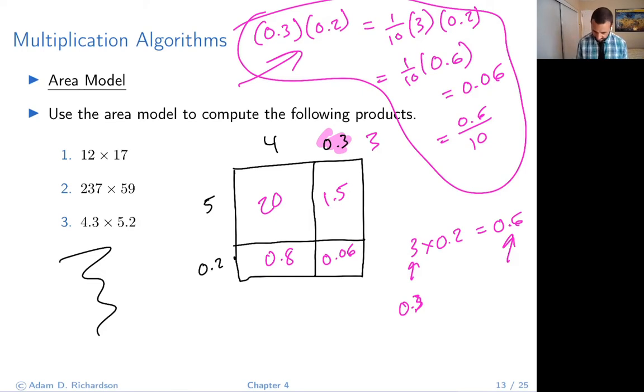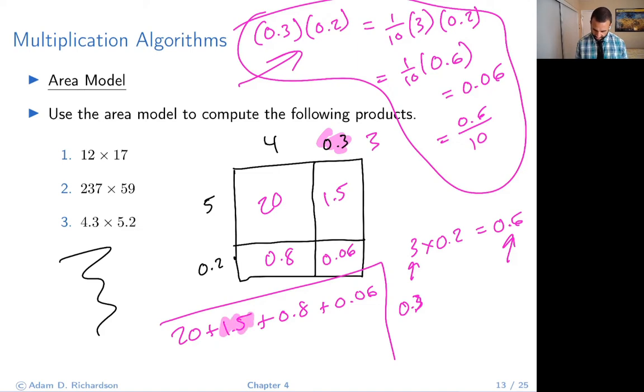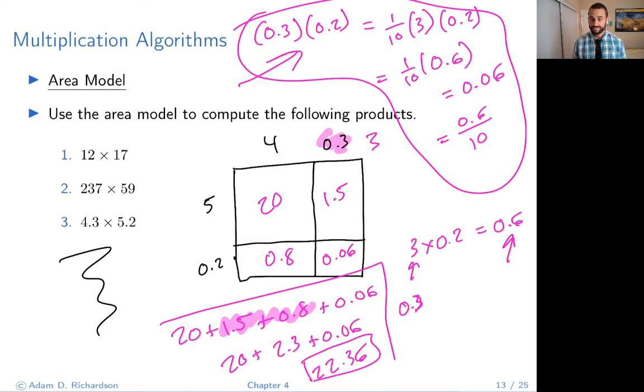Okay, so let's finish this one off here. We still need to add all this up. So let's add it all up. 20 plus 1.5 plus 0.8 plus 0.06. Let's see. I'm going to add these two right here. 1.5 plus 0.8 is 2.3. So we're going to have 20 plus 2.3 plus 0.06. That's going to be 22.36. And that's our final answer. Not too bad, right? Not too bad at all.